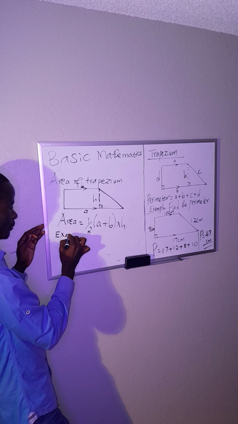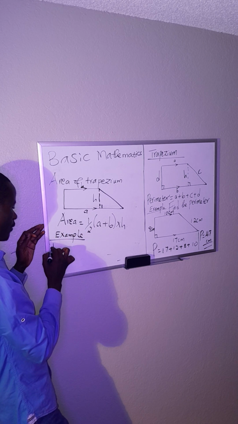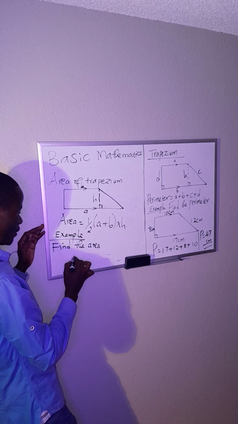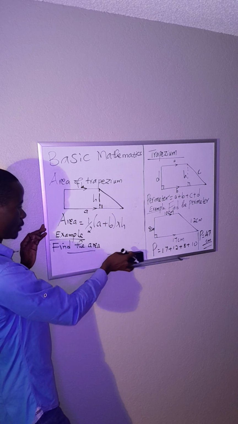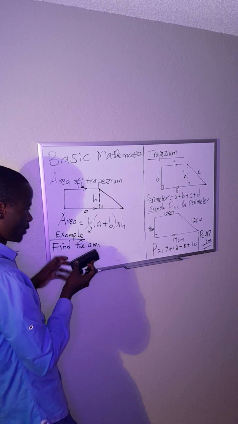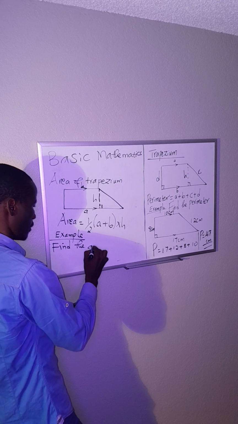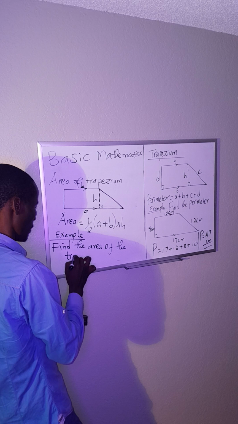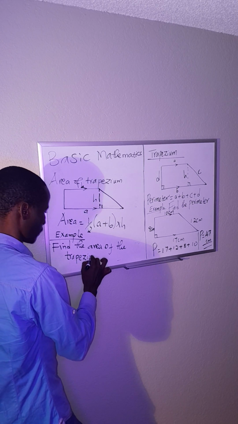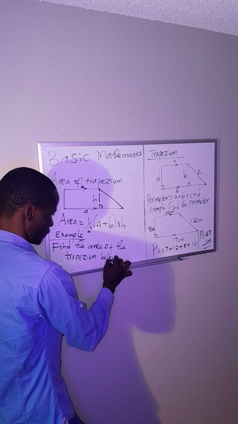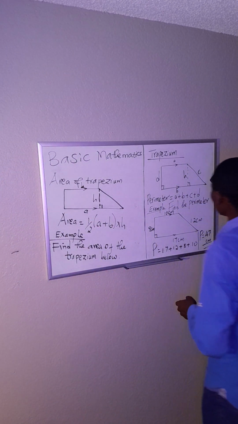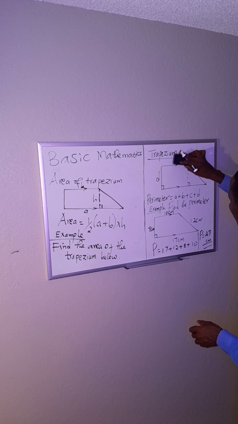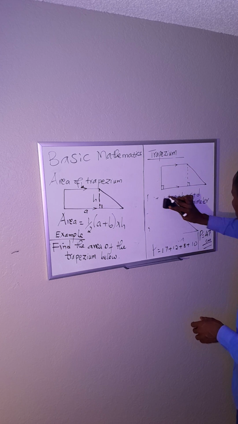Example: find the area of the shape below. Because there's not much space here, I'll come and draw the shape here. Of the trapezium below. Okay, I'll use this shape as my trapezium and try to calculate its area. And then I erase this.